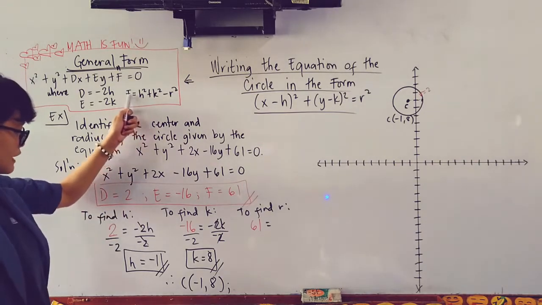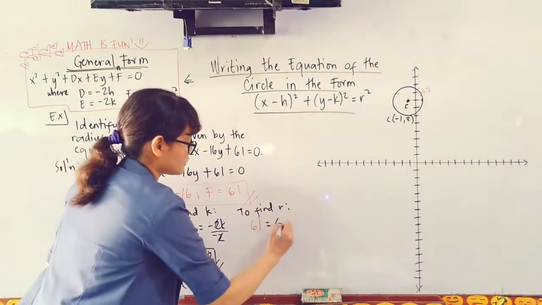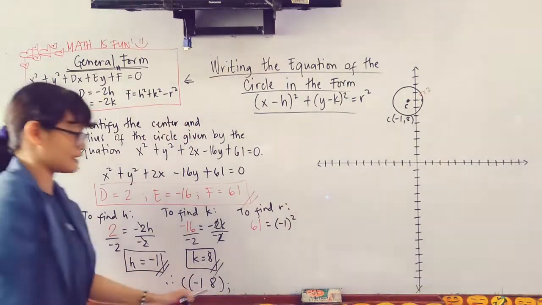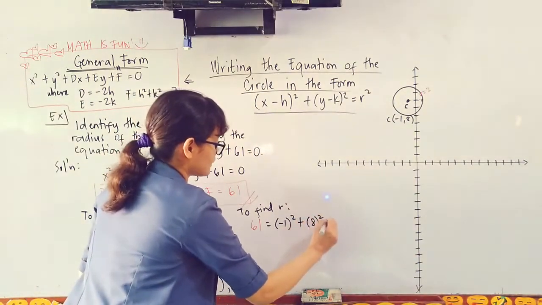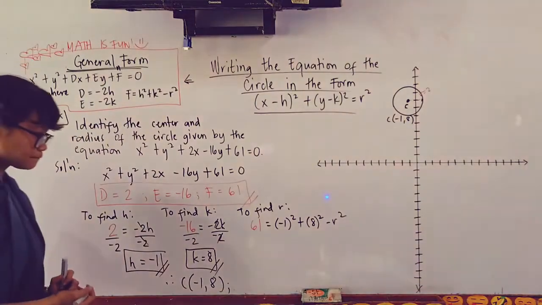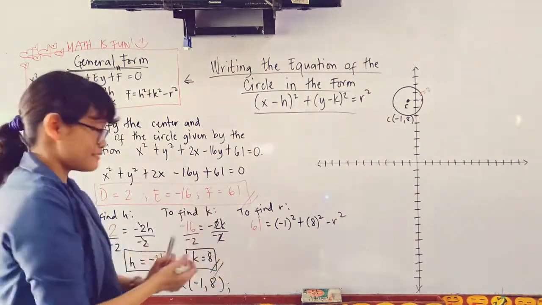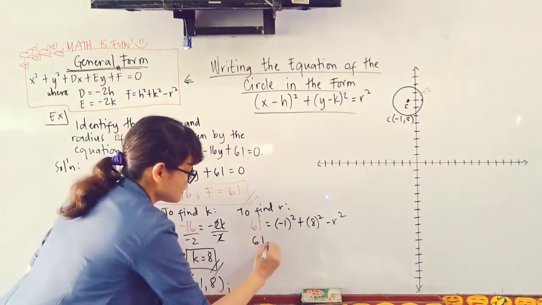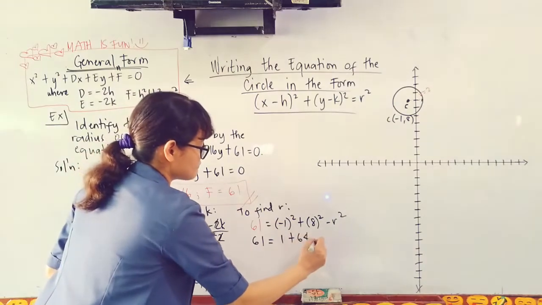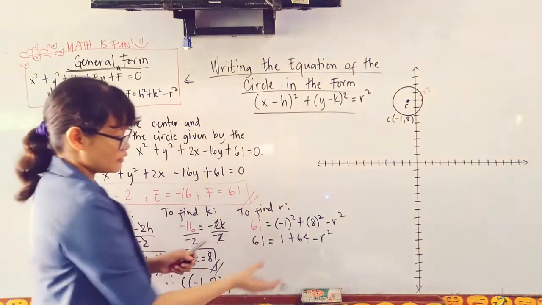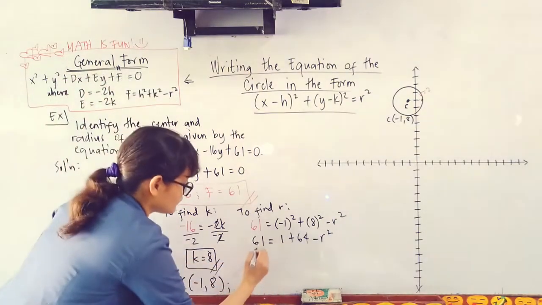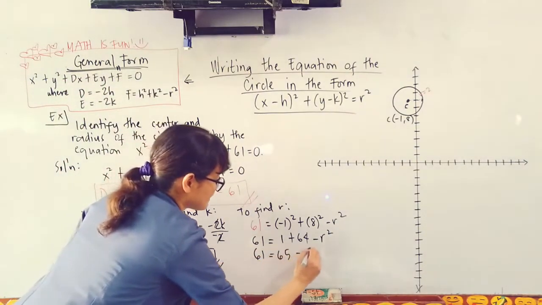Okay, so h squared. So your h is already equal to negative 1. So you have negative 1 squared. And then you have k squared. And then your k here is 8. So plus 8 squared minus r squared. So, yan na. Gawin na natin. So you'll have 61 equal to negative 1 times negative 1 is 1 plus 64 minus r squared. So, this is equal to 65. So, you have 61 equal to 65 minus r squared.